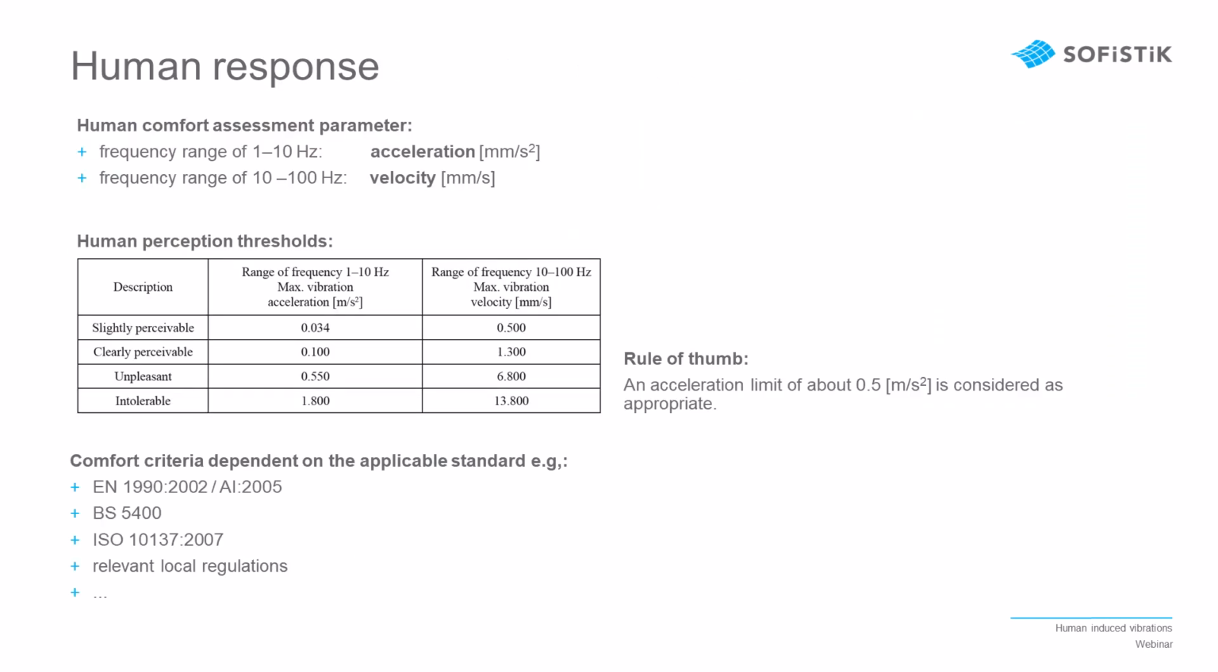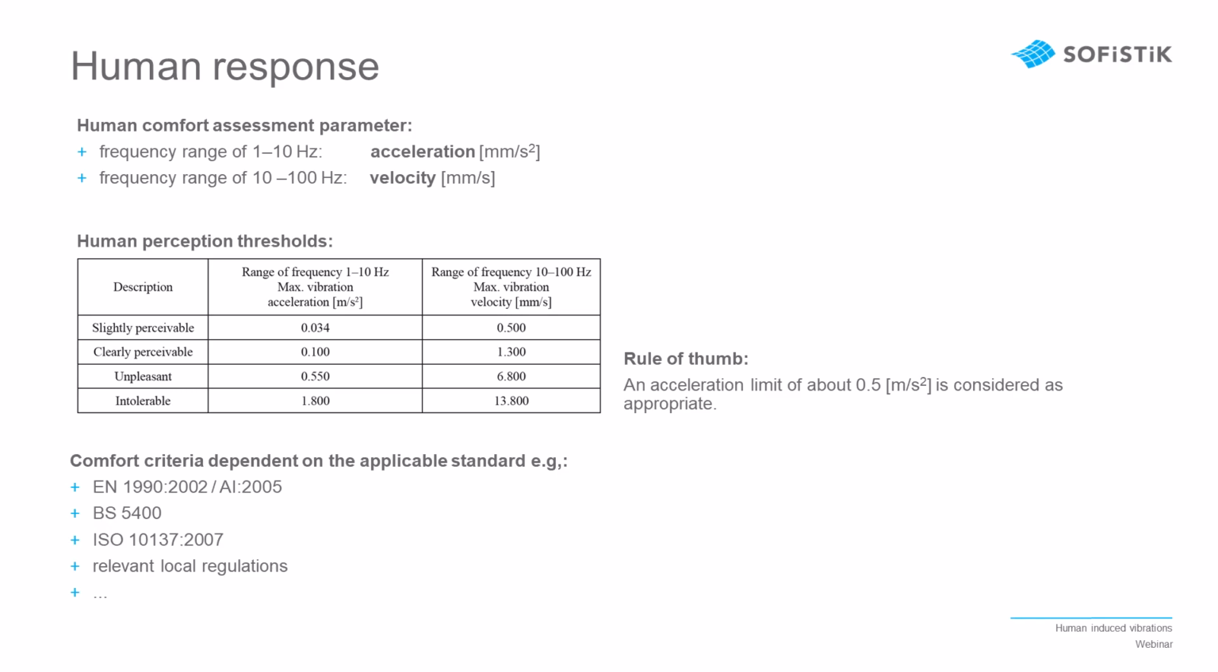In order to evaluate the impact of oscillation on people, an appropriate parameter should be selected. This parameter highly depends on the frequency range the analyzed structure operates in. In the frequency range of 1 to 10 Hz, the perception of oscillation is proportional to acceleration, while in the range of 10 to 100 Hz, it is proportional to velocity.